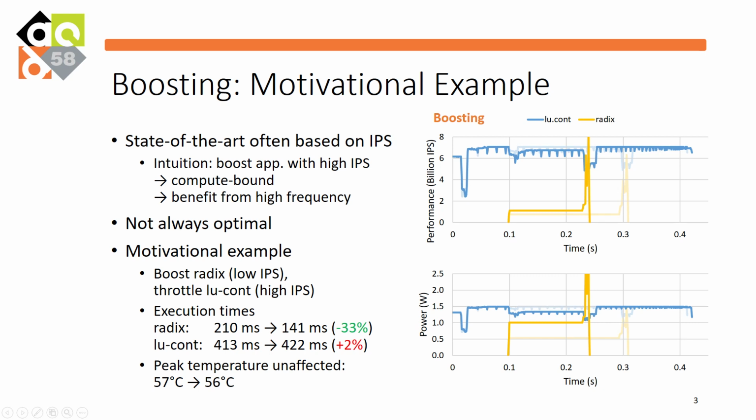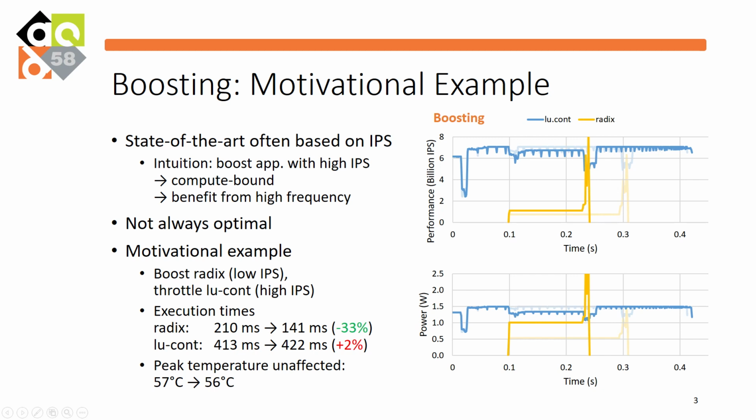Boosting Radix decreases its execution time by 33% to around 140 milliseconds. LU-Cont is throttled during the execution time of Radix in order to maintain the same peak temperature on the chip, which is 57 degrees in this example. Its execution time is increased slightly by only 2%. As a result, boosting the application with low IPS significantly increases the overall system performance, unlike what would be expected.